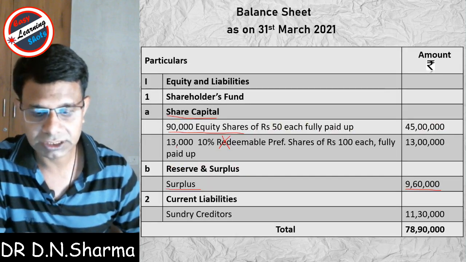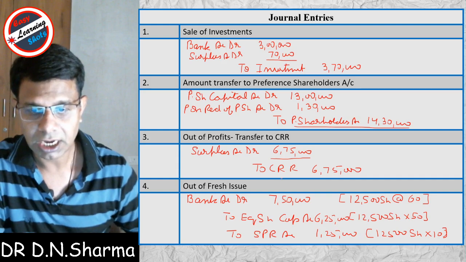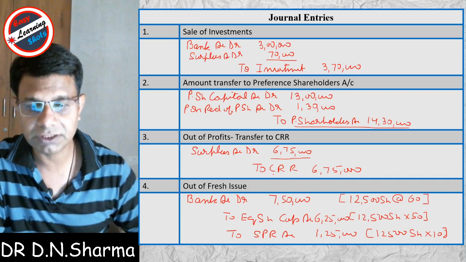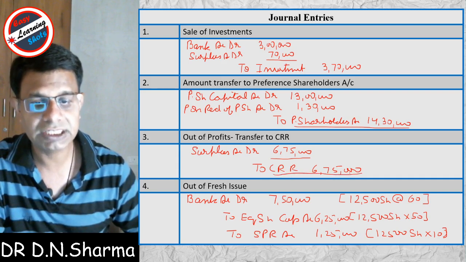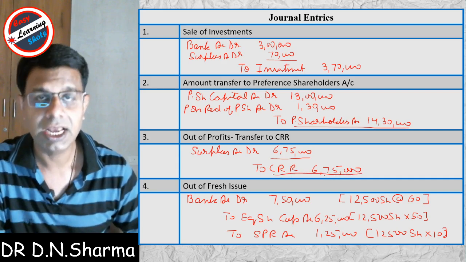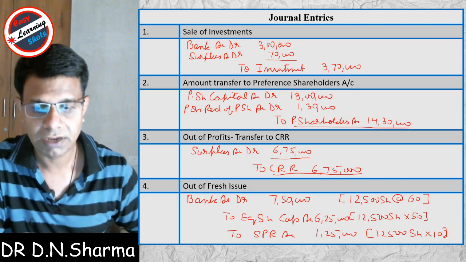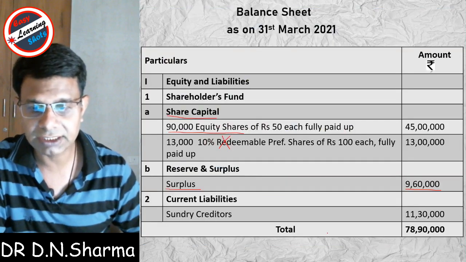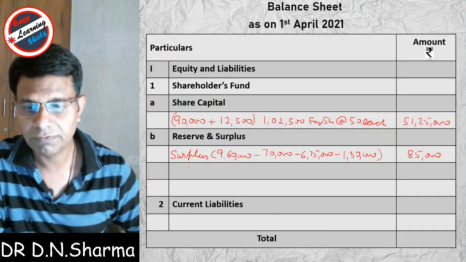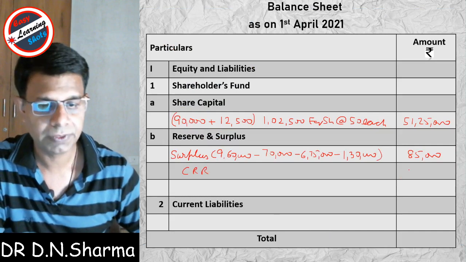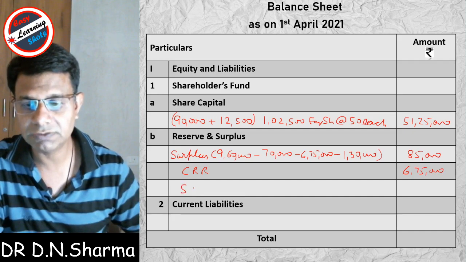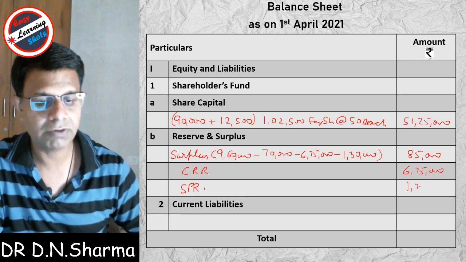Now our other accounts in reserves and surplus: a new reserve is created at the time of out of profits entries, that is entry number 3, capital redemption reserve, which has a balance of 6,75,000, and when the company issues equity shares, we get securities premium reserve of 1,25,000. So we write this account in reserves and surplus. First we write capital redemption reserve, that is 6,75,000, and when we issue equity shares, we receive securities premium reserve account of 1,25,000.